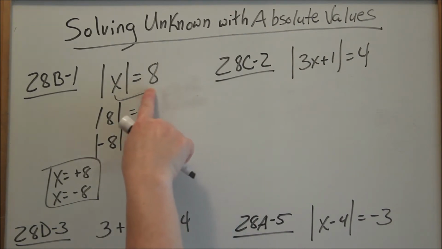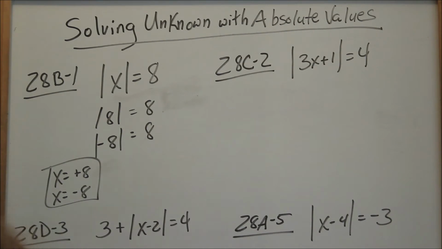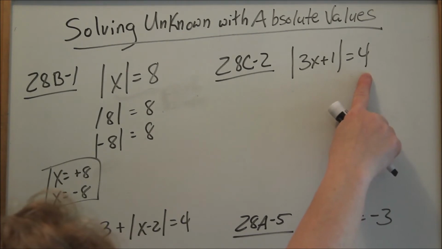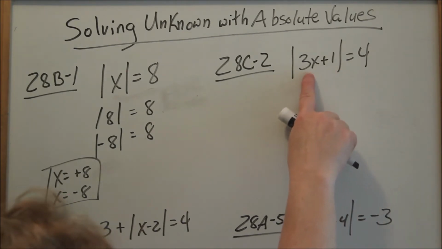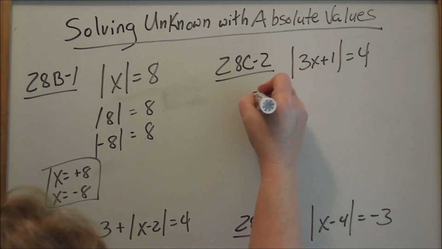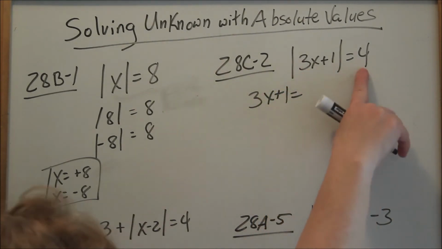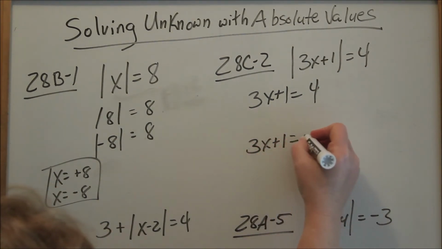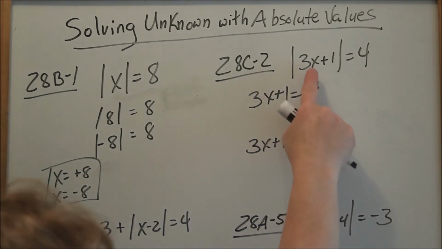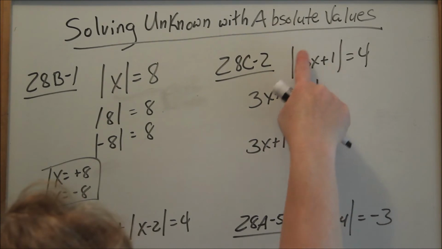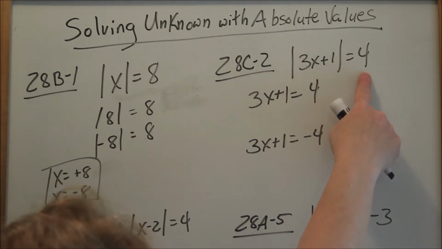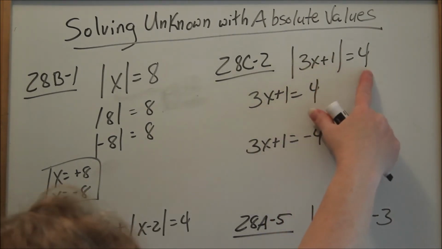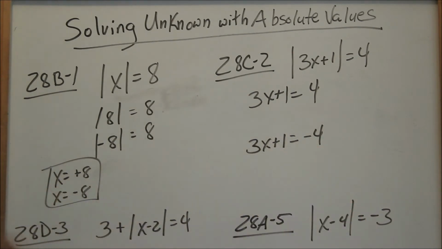Look at 28C number 2 over here. Again, you want only absolute value on the left side and only one number on the right side. Then what you can do is take everything that's in the absolute value and set it equal to a positive of that. Then you take whatever's in the absolute value and set it equal to a negative of that. Because if this was a negative 4 in here, the absolute value of negative 4 is a positive 4, and that would make this statement true. So you take whatever's inside here and set it equal to a positive that, and then set it equal to a negative that, then you solve for x.